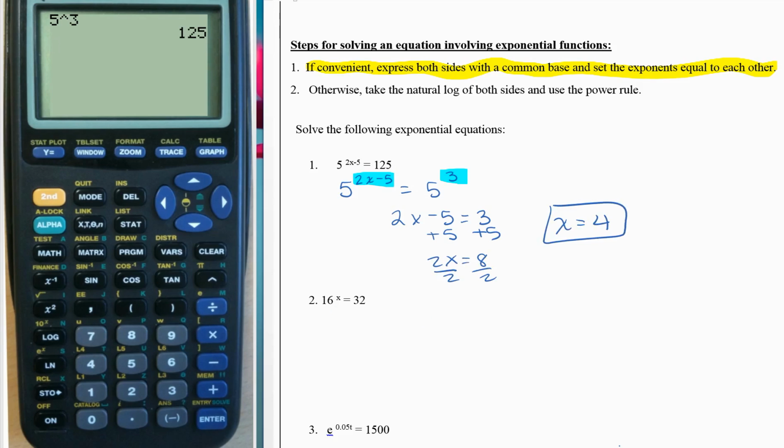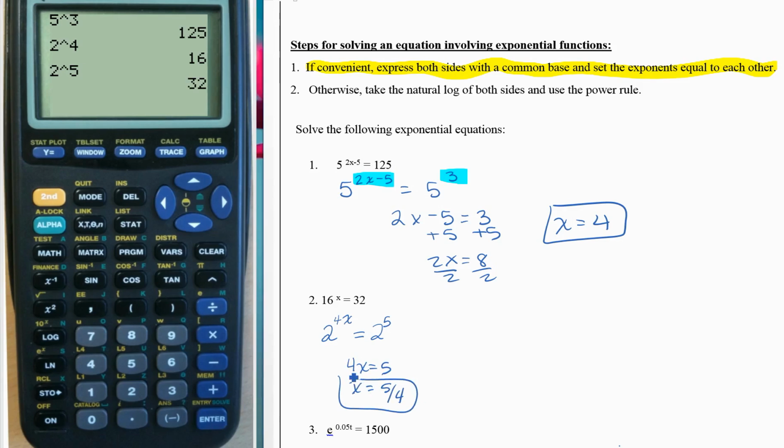We have 16 raised to the x equals 32. Now 16 is 2 to the 4th, so we can write this as 2 to the 4x equals, and 32 is 2 to the 5th, right? So if you just want to check those, 2 to the 4th is 16, and 2 to the 5th is 32. Well, then we would just say 4x equals 5, so x would be equal to 5/4.